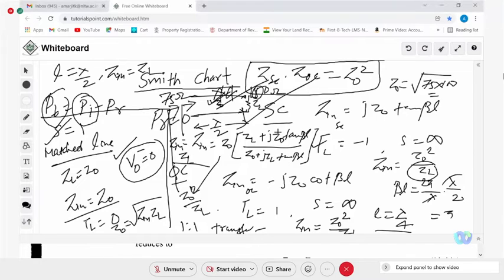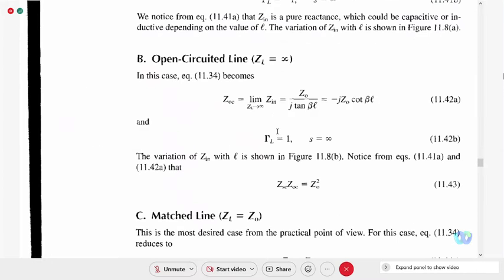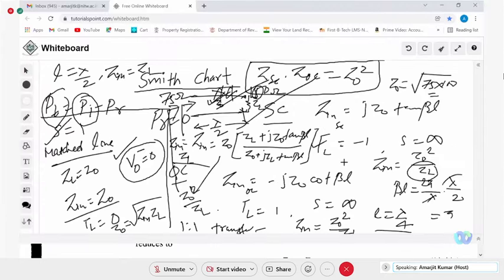So next, we have seen lambda by 2 line and lambda by 4 line. Now let us discuss lambda by 8 transmission line. What is happening in this? If the length is equal to lambda by 8, then what will happen? What will be beta into L? 2 pi by lambda into lambda by 8, so pi by 4.